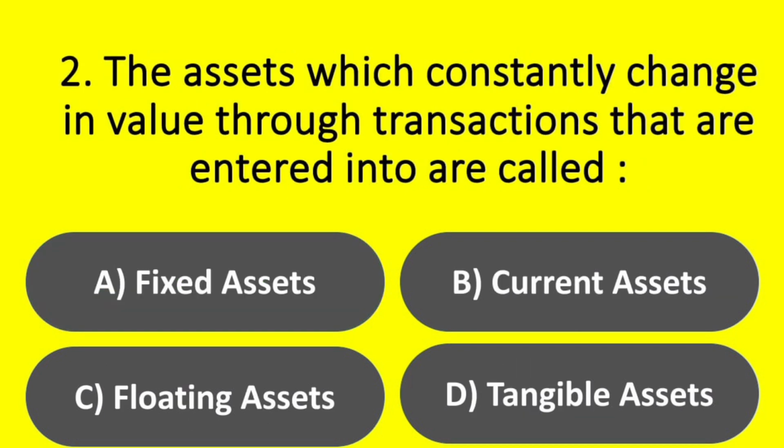The assets which constantly change in value through transactions that are entered into are called options A, fixed assets, option B, current assets, option C, floating assets, option D, tangible assets. Answer option C, floating assets.